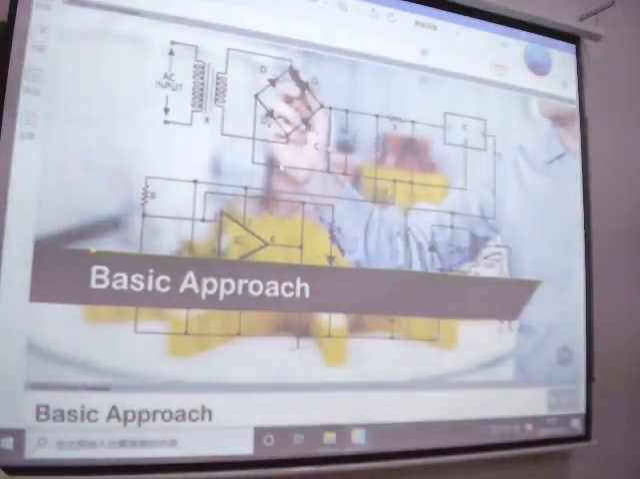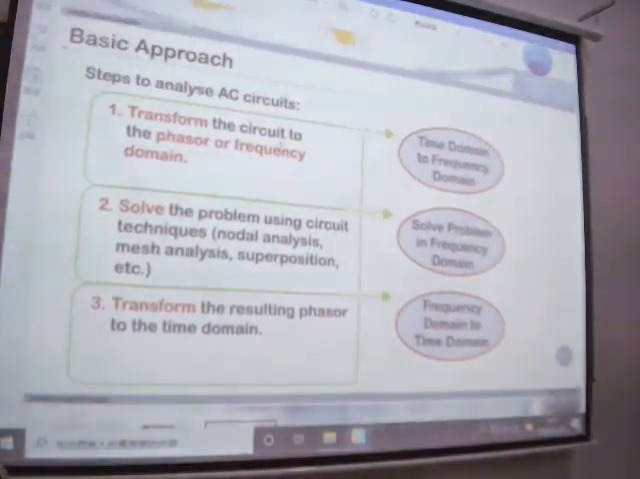Okay? The first section is the basic approach. The basic approach means how to analyze the circuit step by step. The first step: if a circuit is a DC circuit, we don't have this step, because the first step asks you to transform the circuit to the phasor or frequency domain. How to translate it?